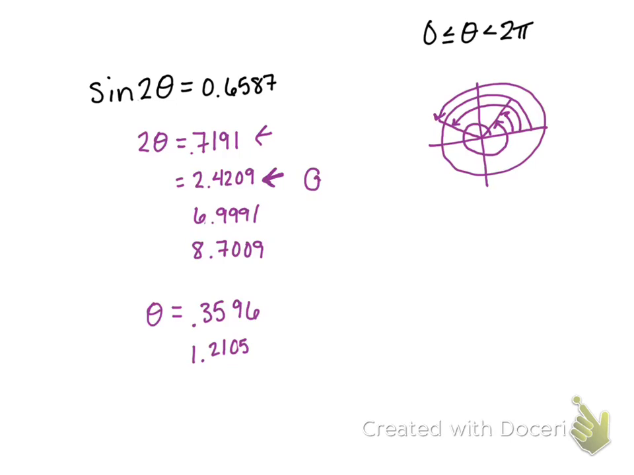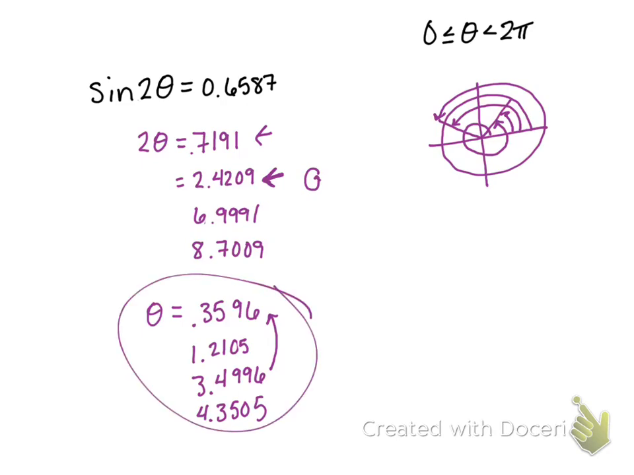Okay, 6.9991 divided by 2 is 3.4996. Again, if you're looking right here, this is just 3.14 now. Instead of a whole rotation around, we're doing a half rotation. 3.14 plus, very close to that, 3.14 plus our original, or plus that top angle. We need to do 8.7009 divided by 2, and we get 4.3505. So there's our theta angles for that one.